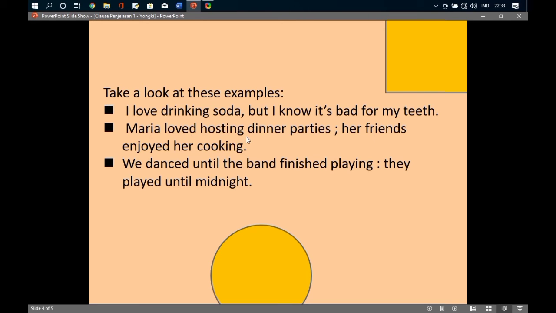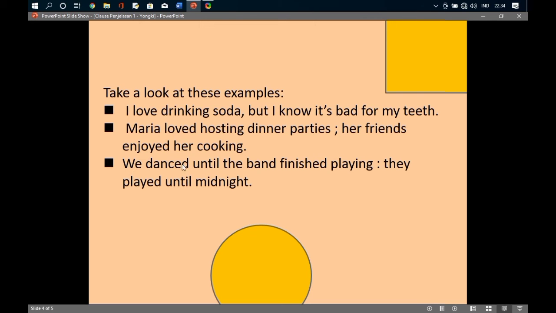What is the dependent clause? You can divide these words. Maria loved hosting dinner parties. Her friends enjoyed her cooking. You can see this on the big scale. This, her friends enjoyed her cooking, can be called the dependent clause of this sentence.